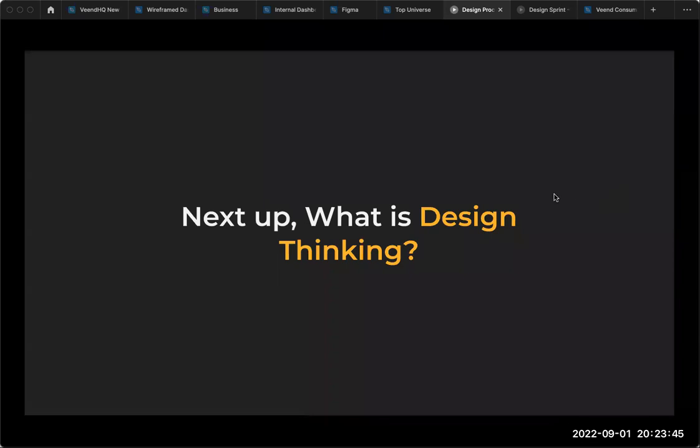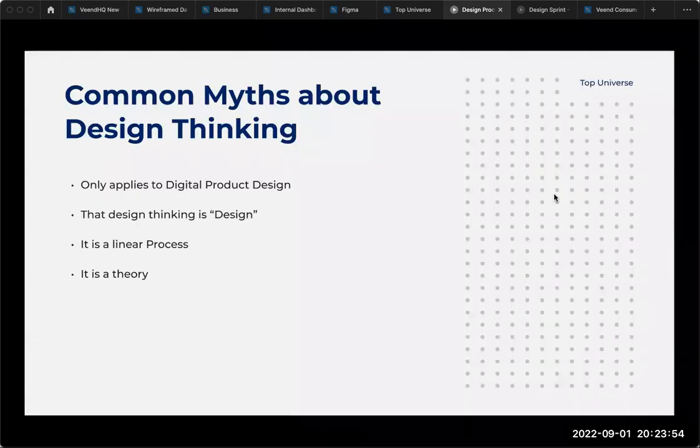So next up is what is design thinking. This is one of the most important aspects of today's class. So what is design thinking? Now, we have some common myths about design thinking: that design thinking only applies to digital product design, that design thinking is design, that design thinking is a linear process, and that design thinking is a theory. Just like you have your theories in secondary school, in your textbooks, yeah. Is it Ohm's law? Is it this law? For those who are in sciences, it's not a theory, right? So I'll be explaining in depth what design thinking is.